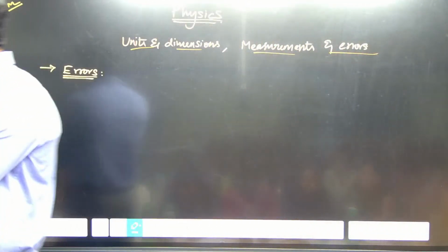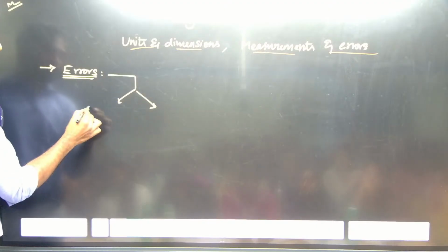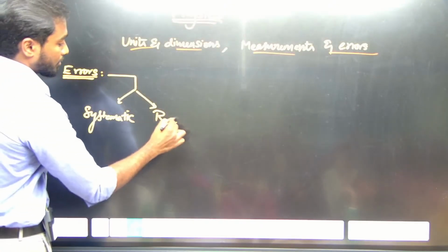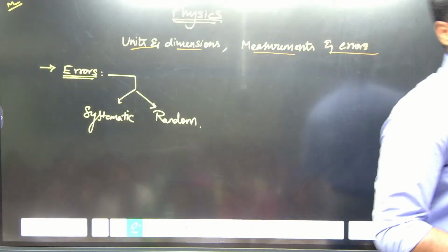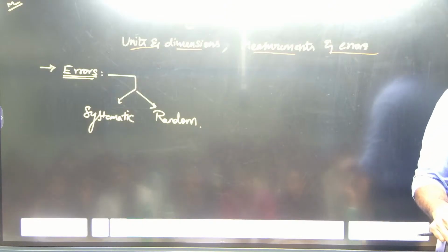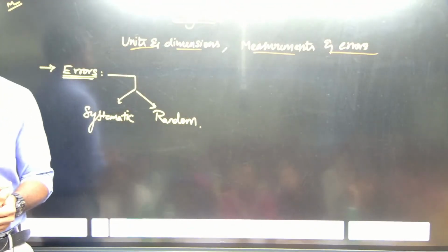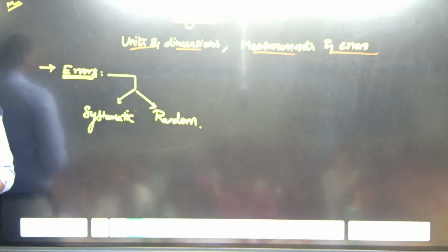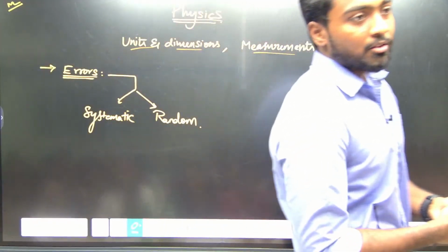Okay, so the next topic is errors. In this we are going to see the two types of errors first. One is systematic, the other is random. So what is systematic error? The errors which we know, which we can recognize. The random error, as the name itself suggests, is random, so we can't identify what the error is. But we can minimize the errors.